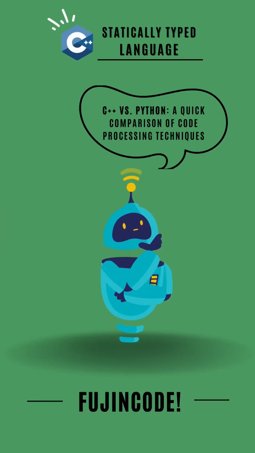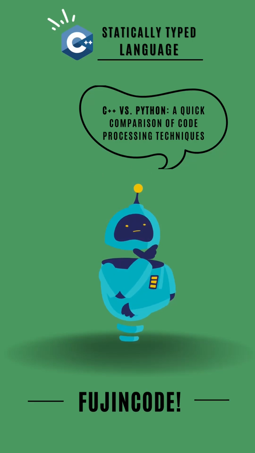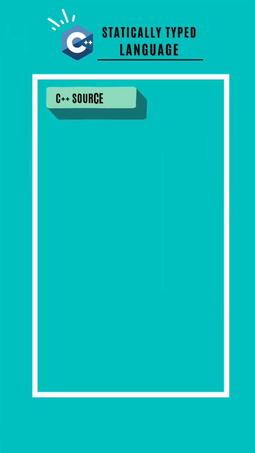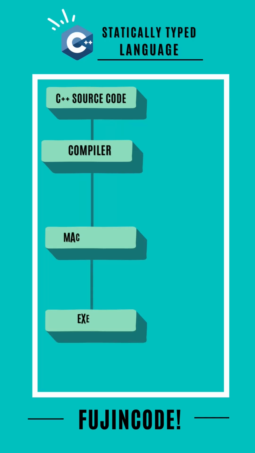I want to talk about the differences between C++ and Python in terms of how their code is processed. Let's start with C++. As you can see, we have the initial stage of writing C++ code. This is where you put your ideas into code using the C++ programming language. Once you've written your code, it goes through a compiler that checks for errors and converts it into machine code. The machine code is the final output of the compilation process and can be executed by the computer. Finally, the code is executed and the results are produced.